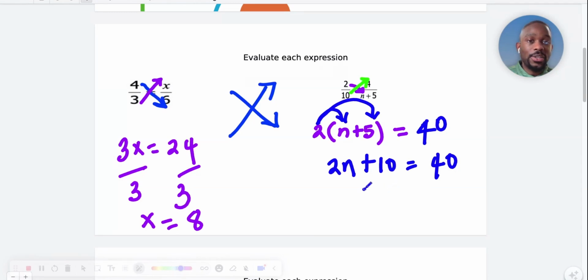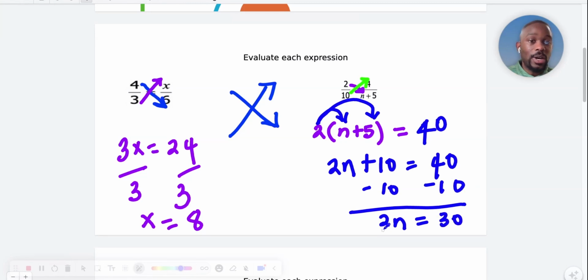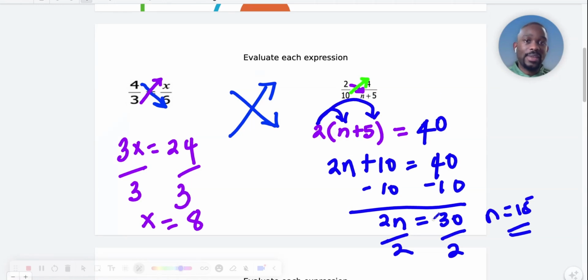To undo it, we are going to subtract 10, both sides of the equation. We'll be left with 2n being equal to 40 minus 10, giving us a 30. So how do we get the value of n? Here, just divide both sides of the equation by 2. 2 cancels. We get n being equal to 15. So what did we do? We cross multiplied, we distributed, and then we worked out the value of the unknown.